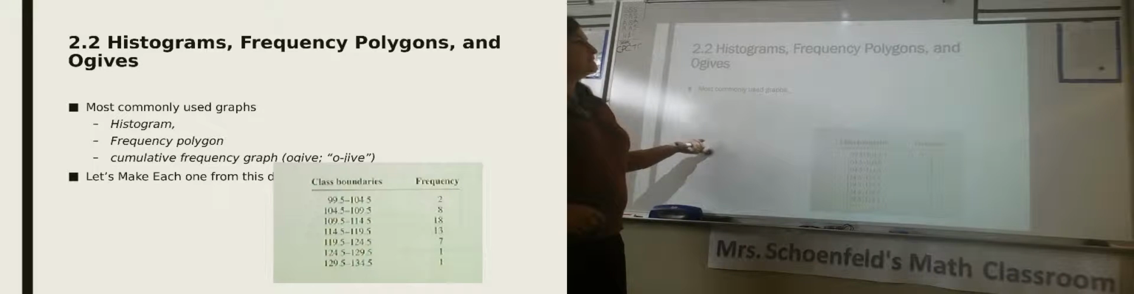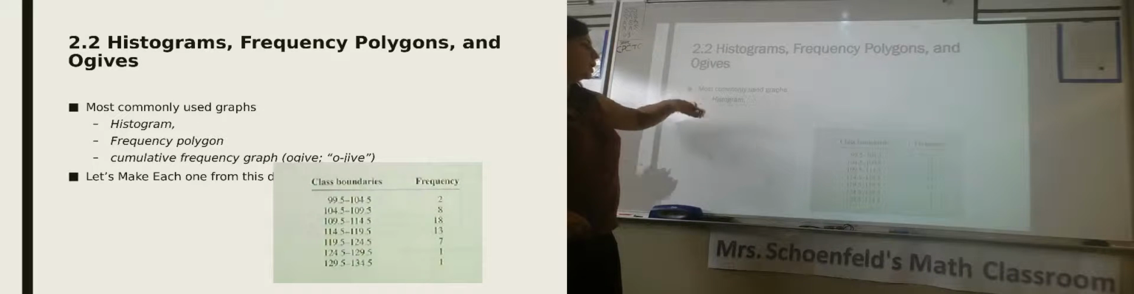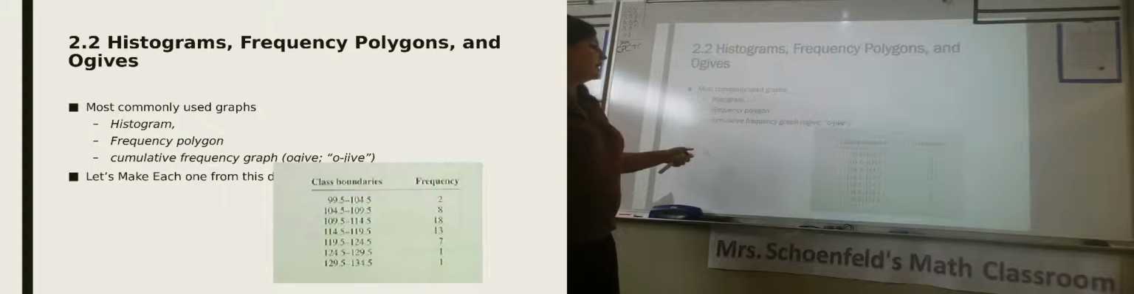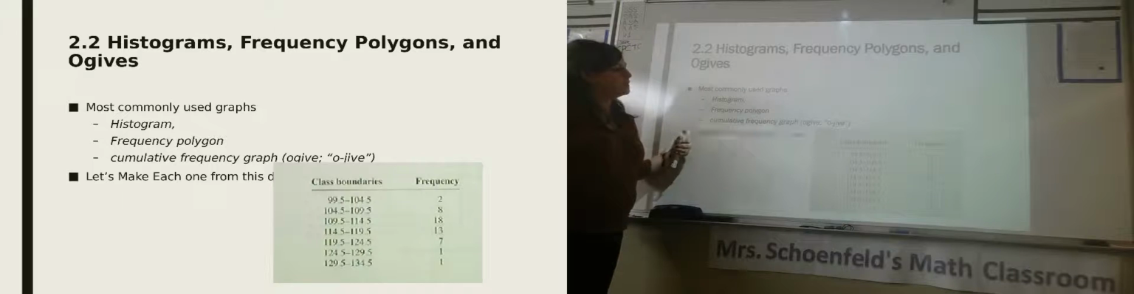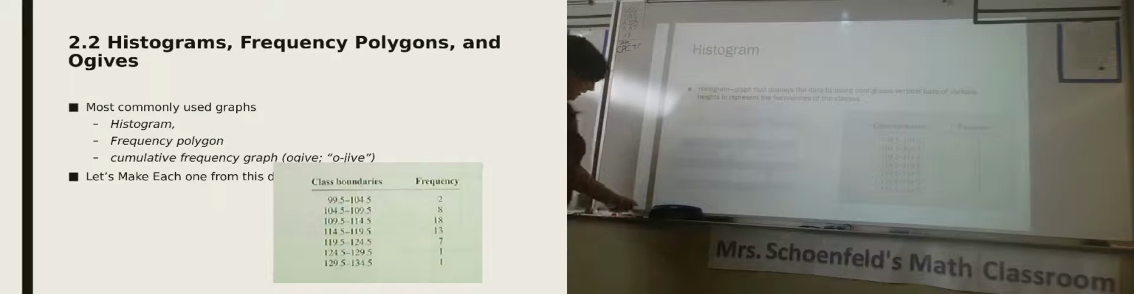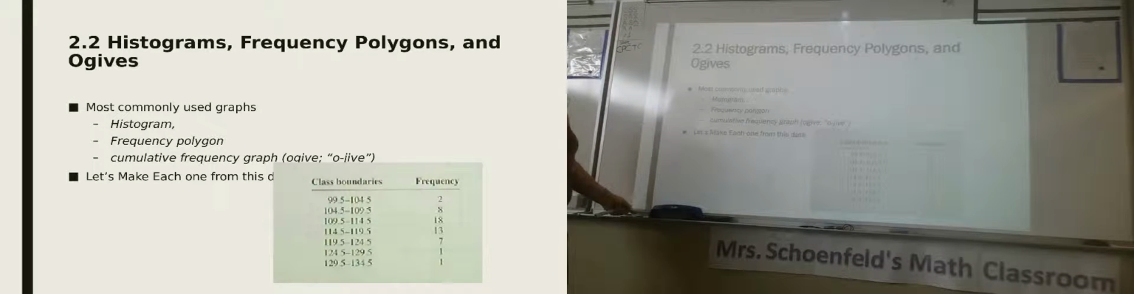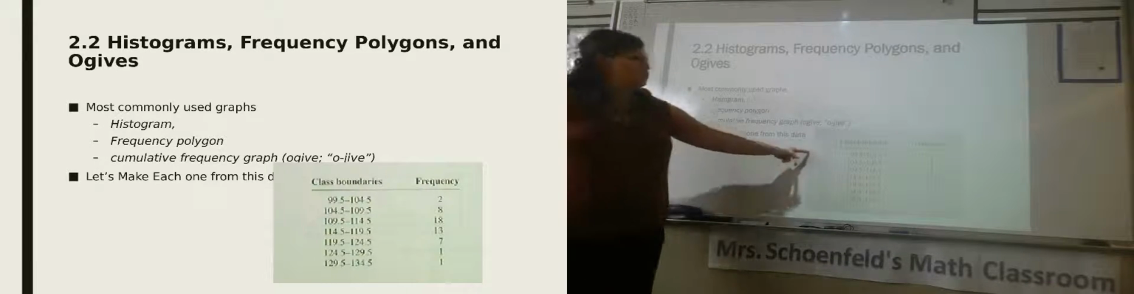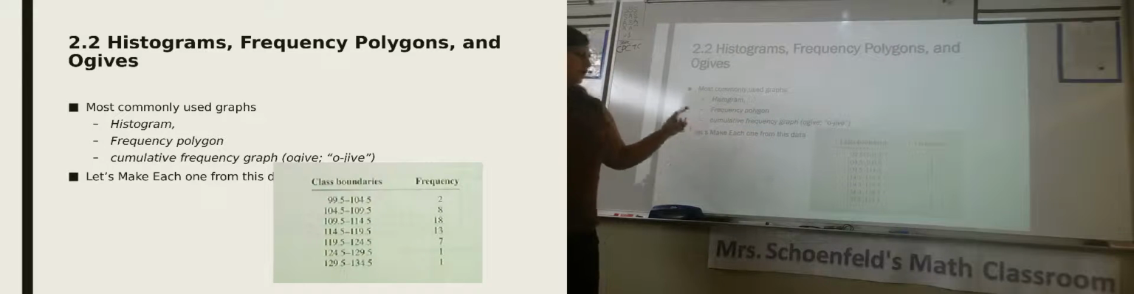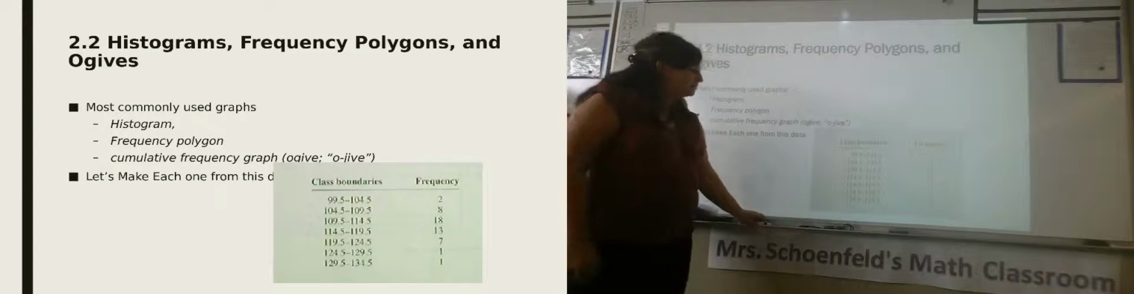Okay, we're going to go over histograms, frequency polygons, and what we call ogives. Histograms are pretty commonly used. You've done those probably since middle school. Frequency polygon is what we call a line graph, another word for it. Cumulative frequency graphs are ogives, and then we'll also talk about cumulative relative frequency. Okay, we're going to make each one of those from the data.